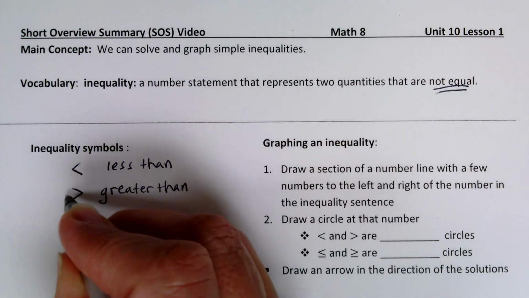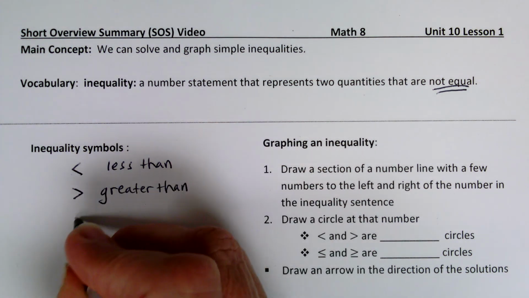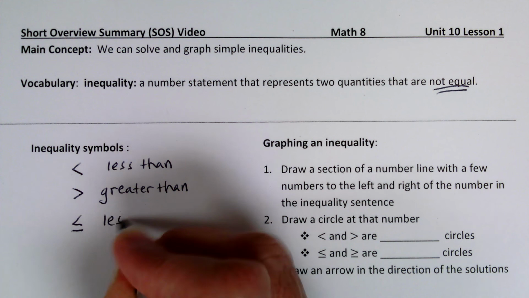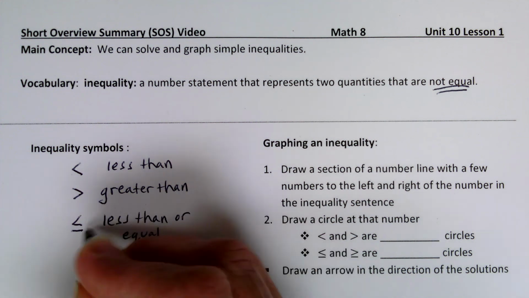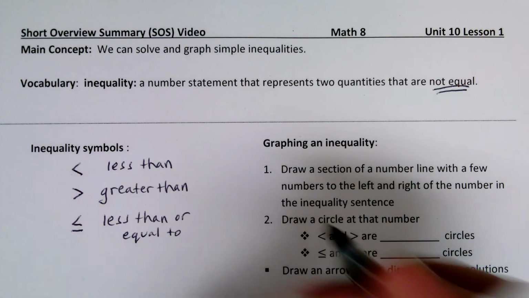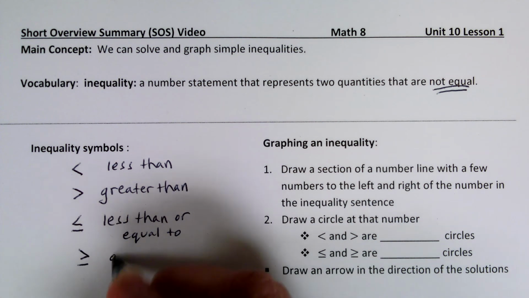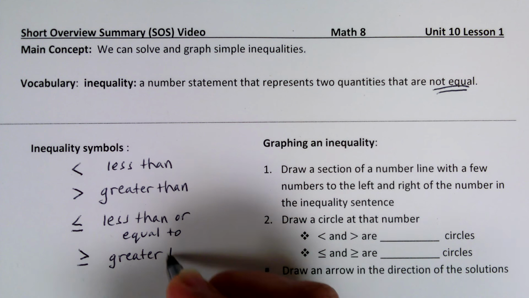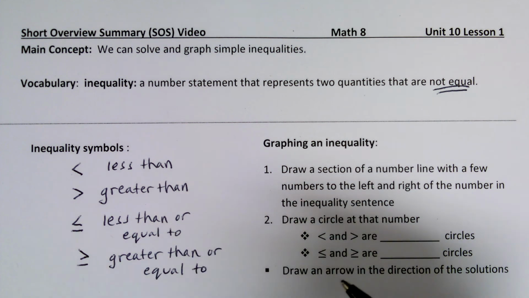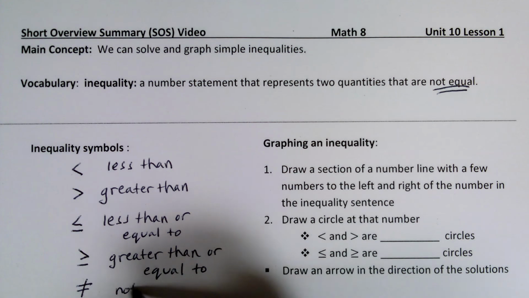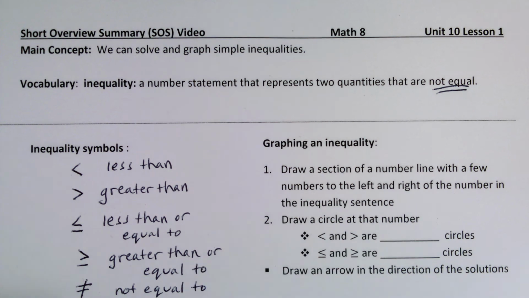because the larger opening we see first, our less than or equal to, because it looks like we added the equal sign to this, our greater than or equal to, and finally our not equal to. 3 is not equal to 7.